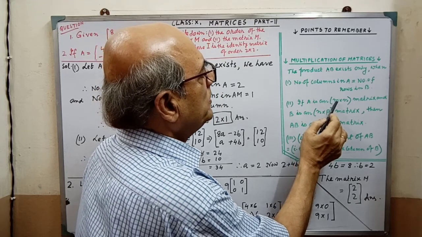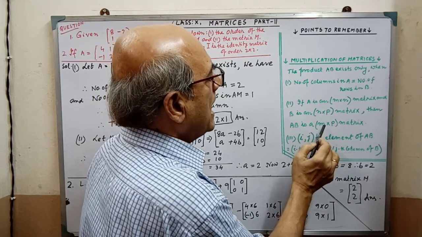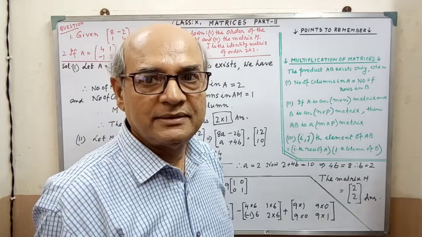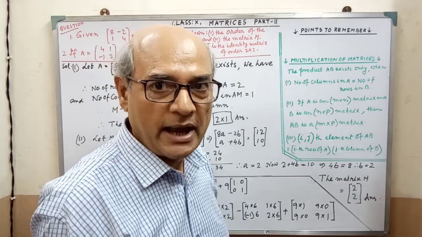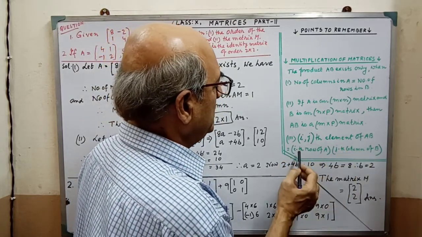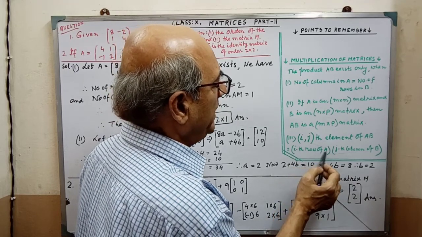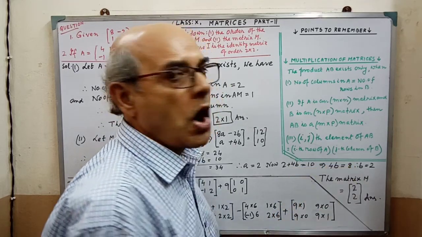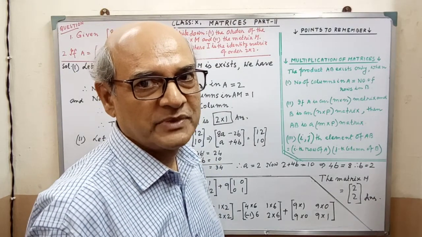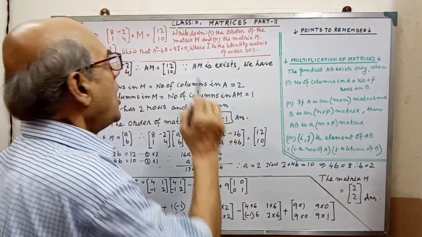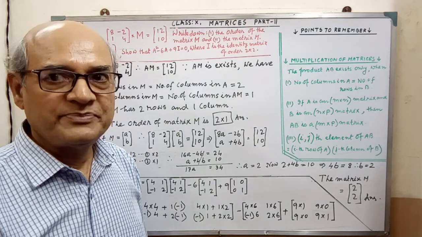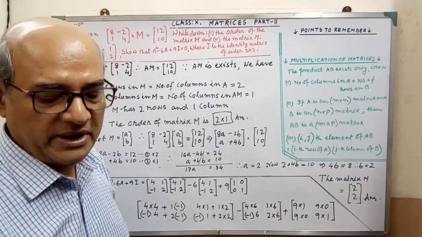That is the number of rows and the number of columns. That you have to notice attentively. Next, the ijth element of AB equals the ith row of A into the jth column of B. I think it is clear. Now the solution. Solutions of two sums are given here. If you understand clearly, then the chapter is completed. Please pay your attention.